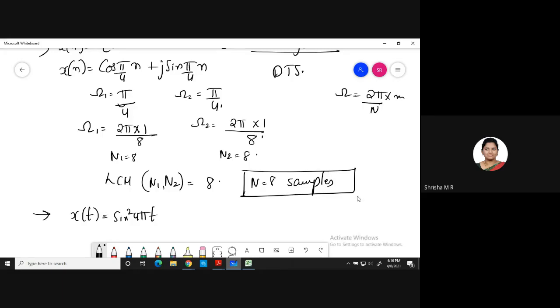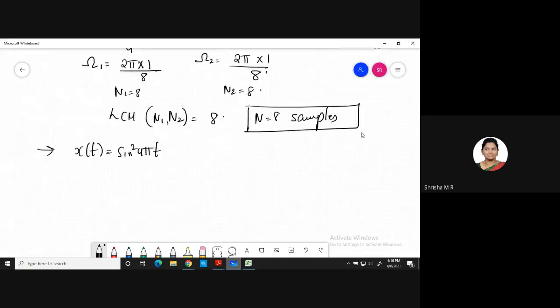So you have sine square theta. So how will we represent this? We'll try to represent this as 1 minus cos 2 theta by 2. Yeah, this is of the form sine square theta. We'll express this in the form 1 minus cos 2 theta by 2. Split that: 1 by 2 minus cos 2 theta by 2. Okay, theta here is 4 pi t.